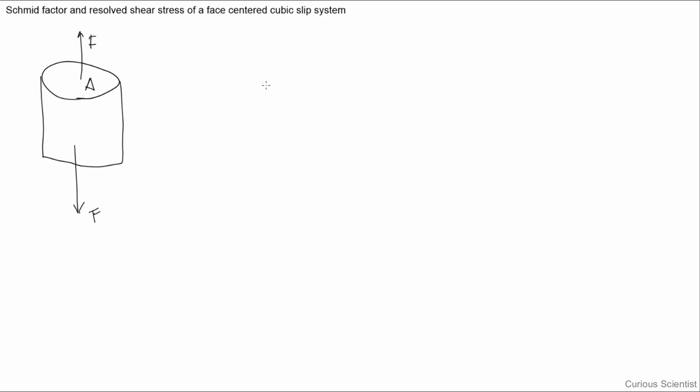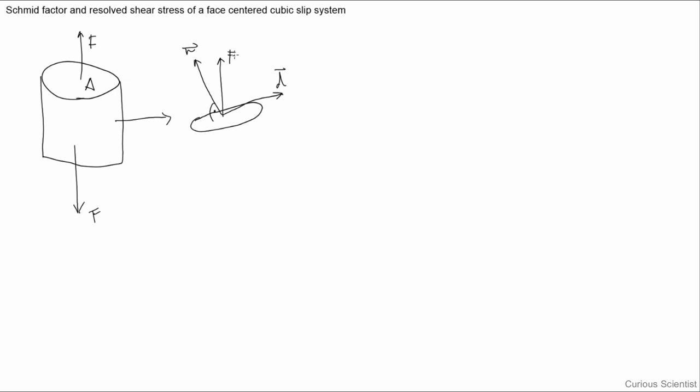So basically we have this setup, and when the material deforms, this deformation will happen on a certain slip system. The slip system itself will be a plane, let's say, in this cylinder, and on the plane we have some force. This plane has its normal vector, which is perpendicular to the plane, and on the plane we have the slip direction like this.